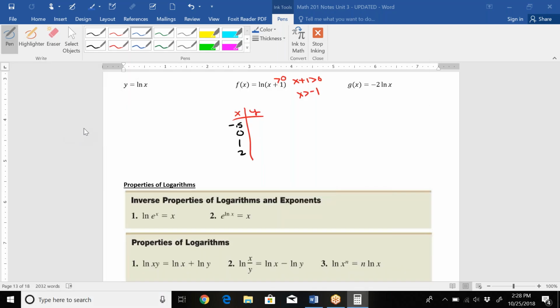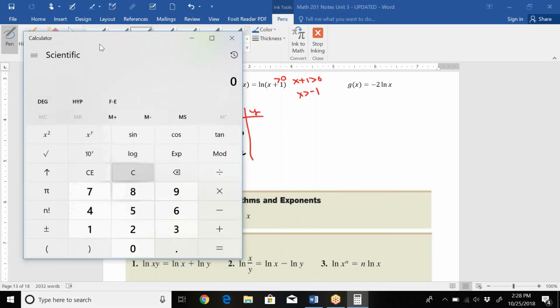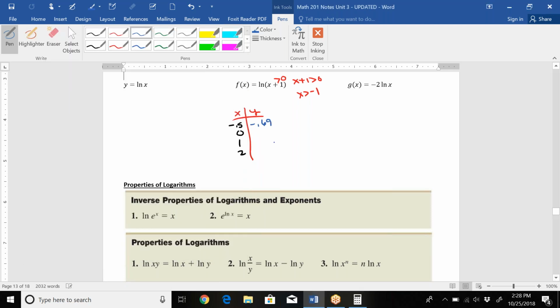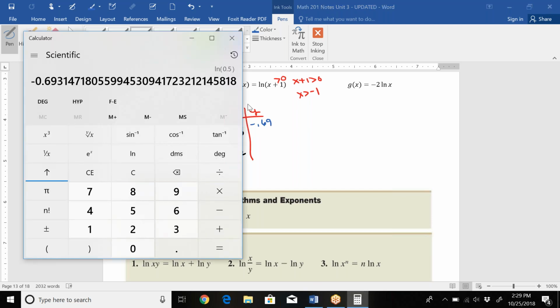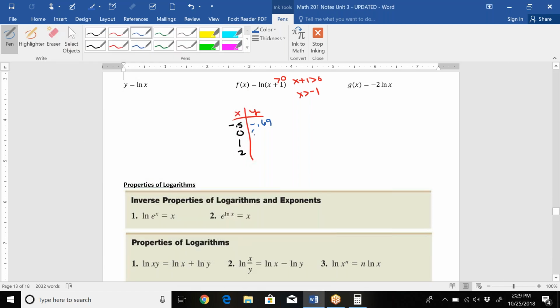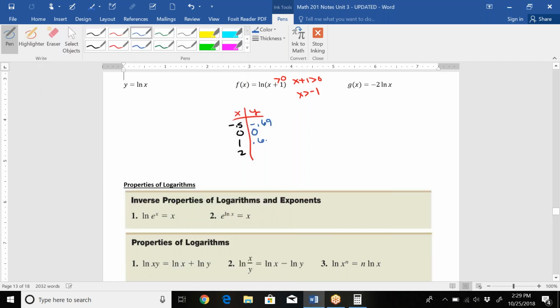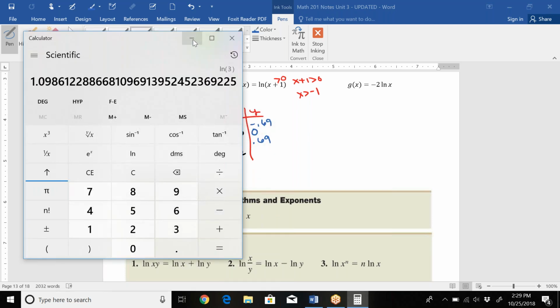Then we picked a couple more values larger. So you just take your calculator and you're going to type these in. I have to do mine a little backwards. So 1 minus 0.5, and then take natural log of that. So that's -0.69. Then 0 plus 1 would be natural log of 1, which is going to be 0. 1 plus 1 would be 2, so natural log of 2 is 0.69. And 2 plus 1 is 3. Natural log of 3 is 1.10.